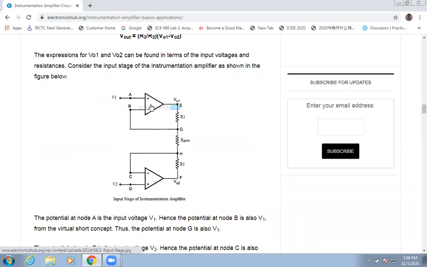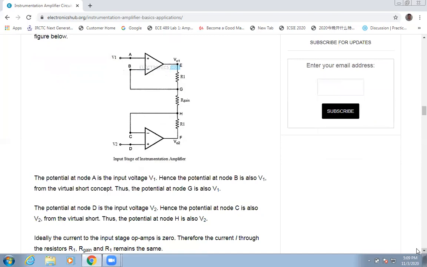This is op-amp 1 where we have applied V1 at the non-inverting terminal. This is the feedback resistor RF, which is represented by R1 for the sake of simplicity. This is the variable resistance R gain. Again, this is R1, which is the feedback resistor for op-amp 2.